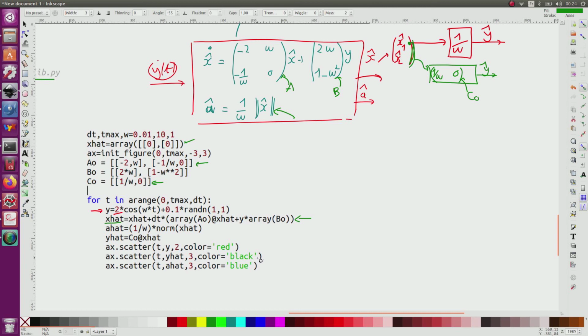So what I will do, I will draw y in red, so the signal that is entered as an input of my observer or my demodulator, because this block is also the demodulator. I will also draw here in black the estimated signal, which will normally be less noisy than the initial signal. And also I will draw the estimated amplitude in blue, A hat.